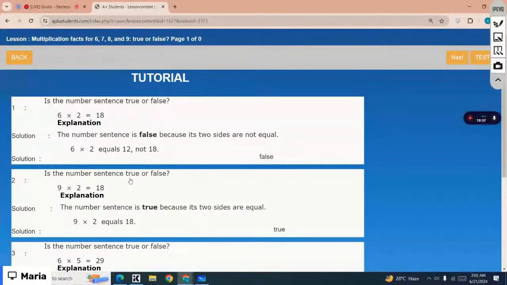Is the number sentence true or false? 6 times 3 equals 18. Is it true or false? False it is, right? 6 times 2 is 12, not 18. So the correct option is false.